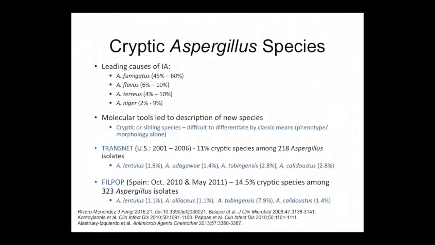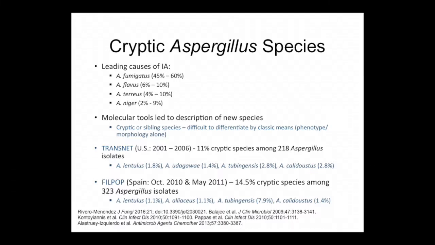So in terms of the leading causes of invasive aspergillosis, Aspergillus fumigatus still at most institutions is the leading cause, followed by flavus, terreus, as well as niger. But now with the molecular advent that we've seen in clinical microbiology and mycology, we're starting to recognize cryptic or sibling species. What that means is it's really difficult to differentiate between them by classical means, by phenotypic and morphologic characteristics alone.